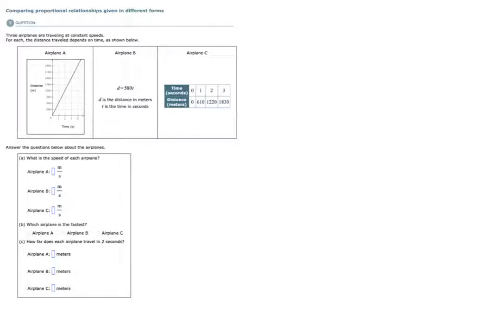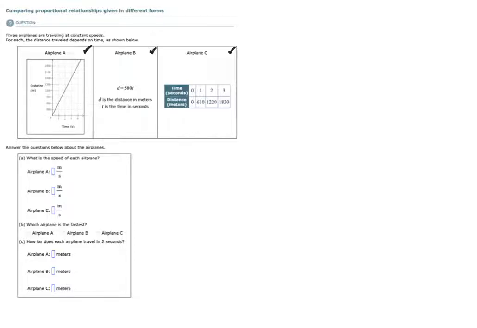We're going to compare proportional relationships given in different forms. In this example, we can see that we have three airplanes, A, B, and C, and we have three different forms of the same type of information. The first one being a graph right here, the second one being our equation right here, and the third one being a table right here.